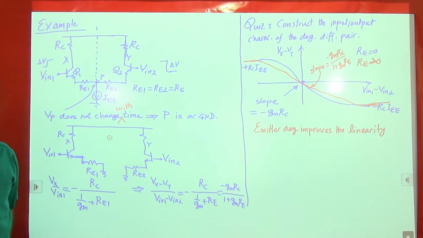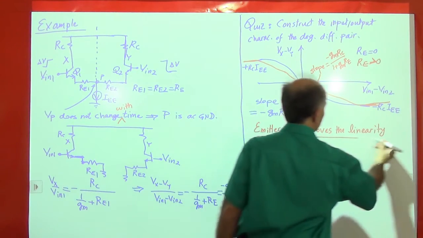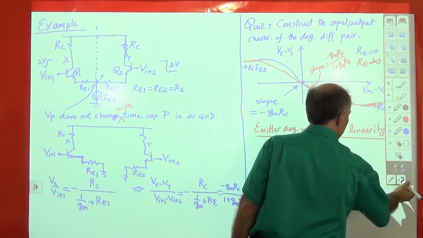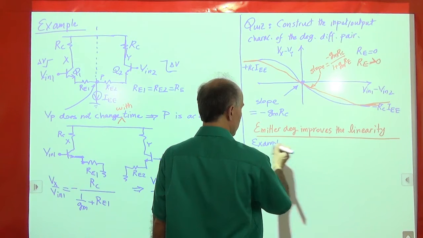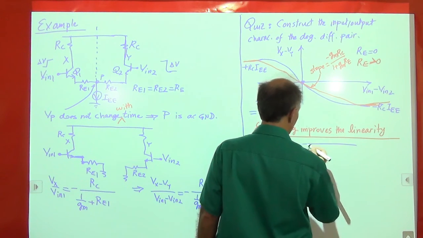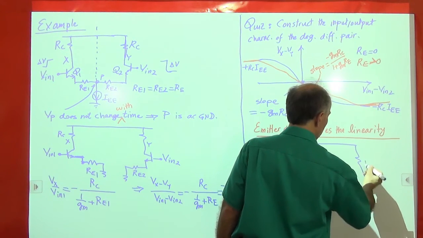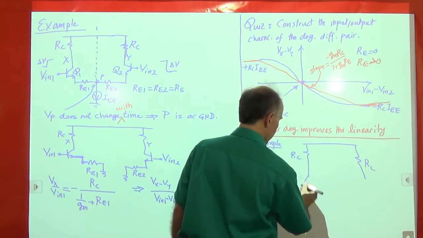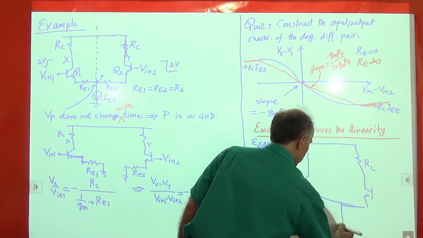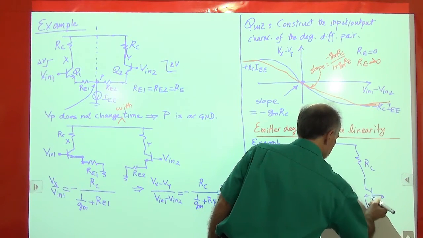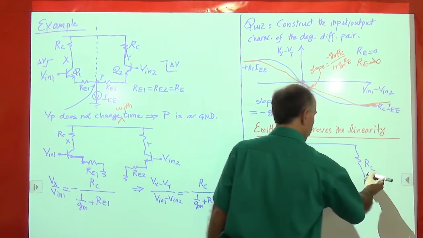All right, let's go to the next example. And in this example, again, we have a differential pair, and we would like to find its voltage gain. And it looks like this. We have a resistor here, as usual. We have a differential pair with a tail current. Okay, and we have X and Y as the outputs.